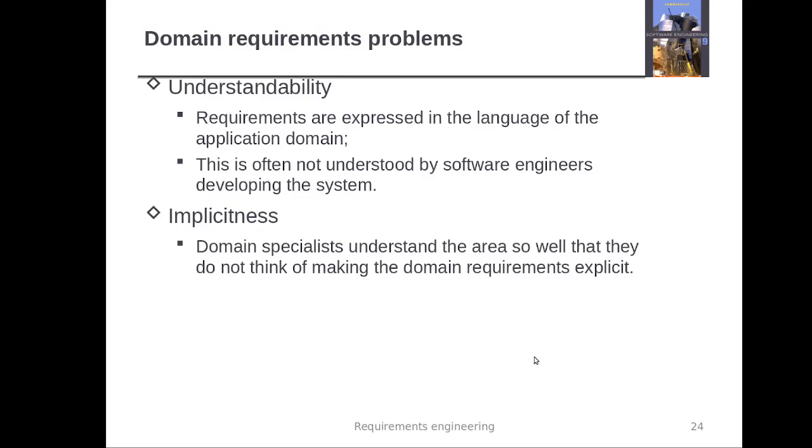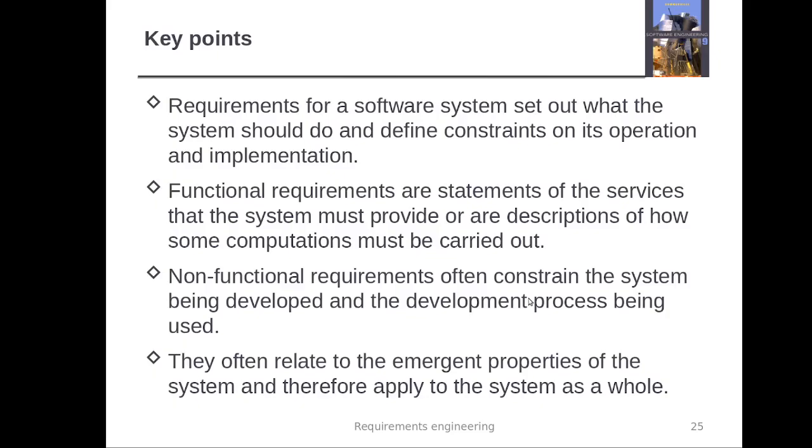So after understanding these three types of requirements, let us see what key points we can take from here. Requirements for a software system set out what the system should do and define constraints on its operation and implementation. What are functional requirements? Functional requirements are statements of the services that the system must provide, or descriptions of how some computation must be carried out, depending on the input or an event.